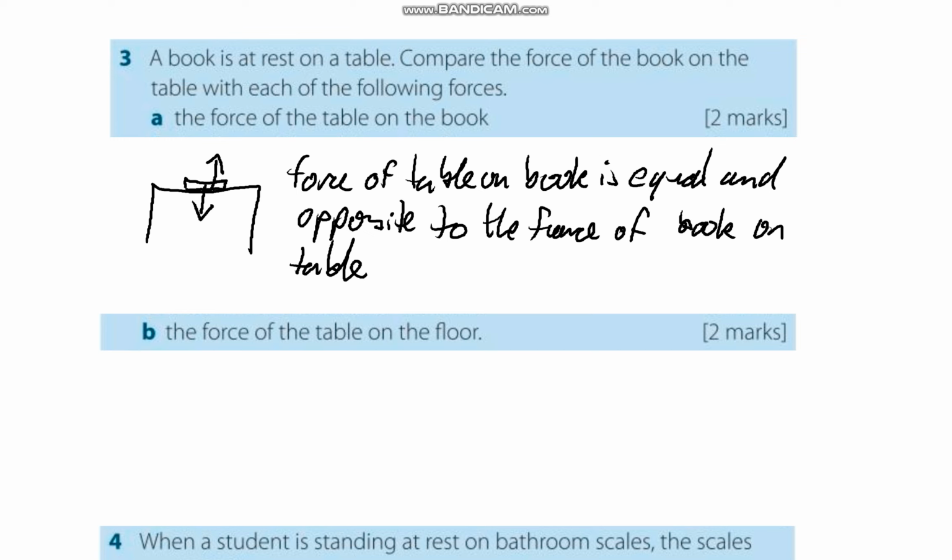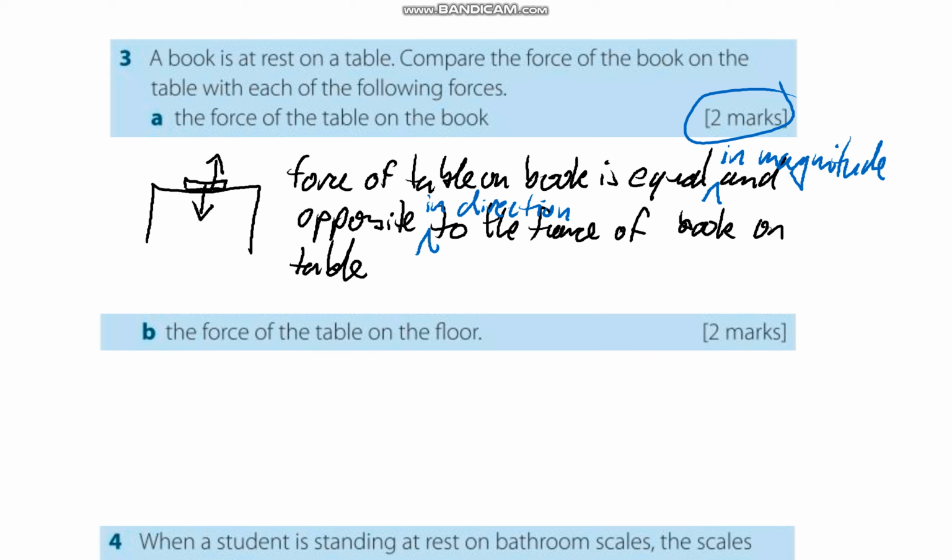And just to remember what I said about magnitude and direction. So when we're saying equal, we should really be saying equal in magnitude, and when we talk about opposite, we should really be saying opposite in direction, or in the opposite direction would perhaps be a better way of saying it. Now, because this is a 2-mark question, we probably really should include those words equal in magnitude and in the opposite direction to get those 2 marks.